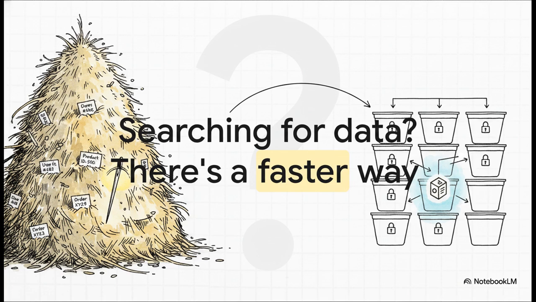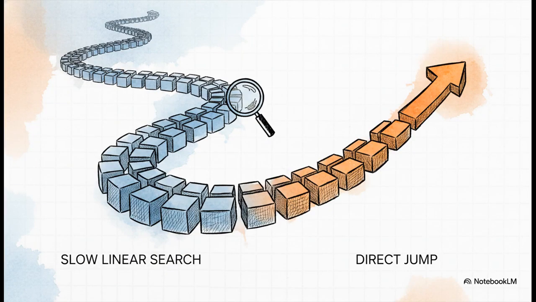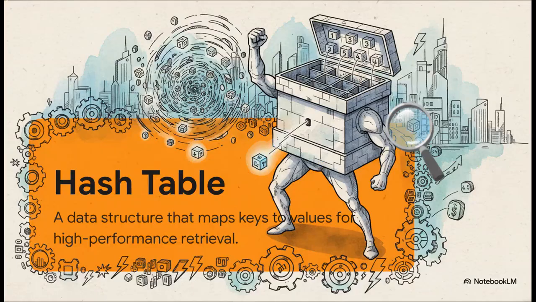It's just painfully slow. Right, so with a basic list, you're pretty much stuck doing what's called a linear search. You check the first thing, then the second, then the third, and on and on. If you have a million entries, you could be waiting a long time. But what if you could just skip the entire line and jump straight to the data you need? And that's where our hero of the day comes in, the hash table.